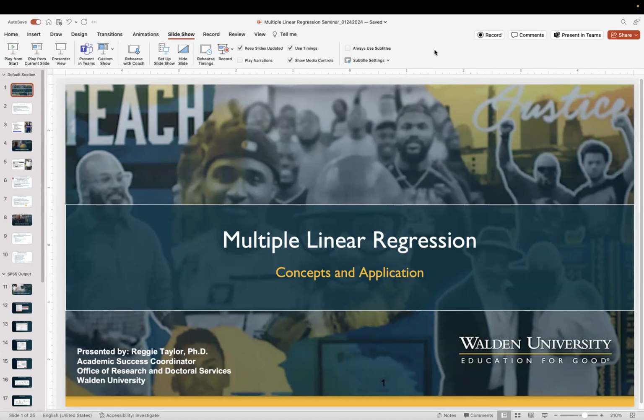If anyone attended any of the previous sessions, I think last week I did a session on bivariate regression, and this session here is just an extension of bivariate regression. So kind of going in some progressive order here, for lack of better words.